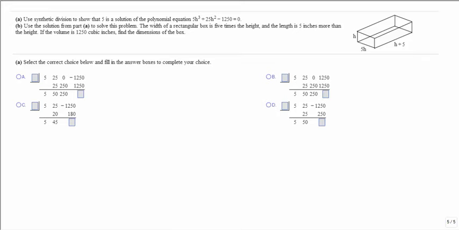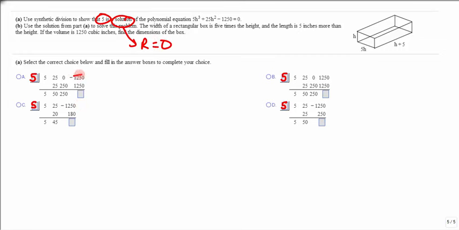Okay, so for this one, they want us to show, using synthetic division, that 5 is a root. So which one of these would set that scenario up? Well, if 5 is a root, the 5 would go here in these positions, and what we need to do is figure out which one works so 5 is a solution. Well, if 5 is a solution, that means the remainder has to equal 0.